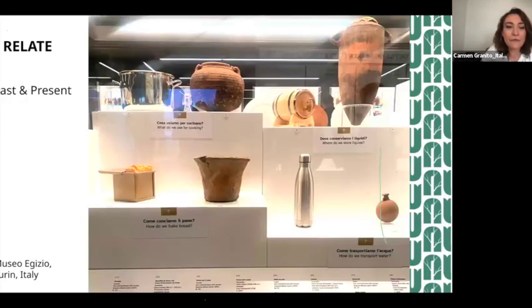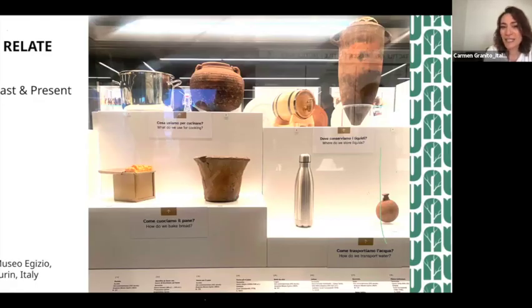This is another example from the Egyptian Museum in Turin. This is part of an exhibition, the ground floor of the museum, which is dedicated entirely to ancient Egyptian vessels, containers, any type of container. Here what they are doing, just by putting the ancient Egyptian and the modern equivalent close together, is building a parallel which makes it immediate for the observer to understand what that object is about.